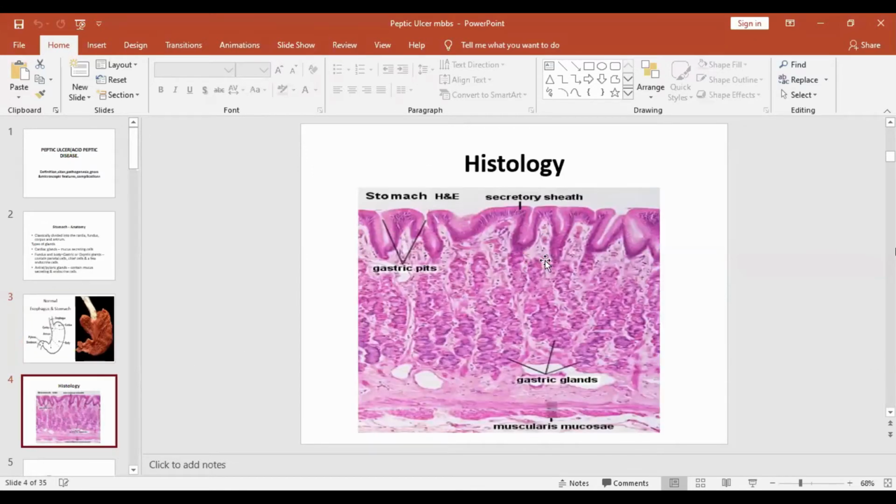Now, this is the histology of the stomach. You see, this is called the foveola. This part is mostly mucus secreting glands. Foveolar glands are here, and then these are the gastric glands which go from the surface to the submucosa. This is the muscularis mucosa, and I'll show you each gland.